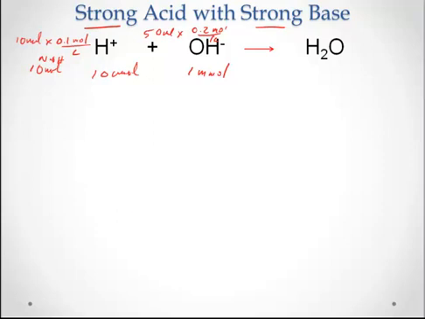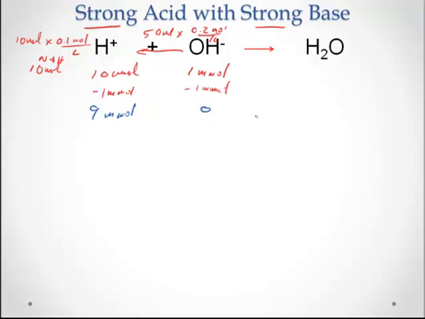Now what's going to happen? Again, this is a 1-to-1 ratio, so this 1 millimole of OH is going to react with 1 millimole of H. So we're going to lose 1. After that reaction, I've got 9 millimoles, and of course I have 0 of the base. Are you with me? I've just done a little bit of stoichiometry. Now, the question is, what is the pH in this situation?